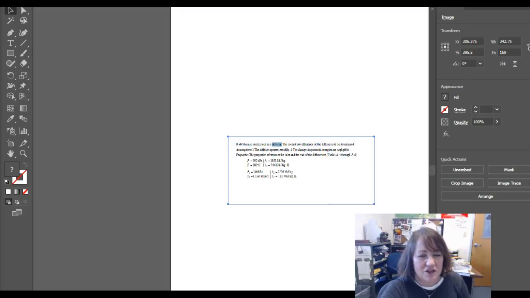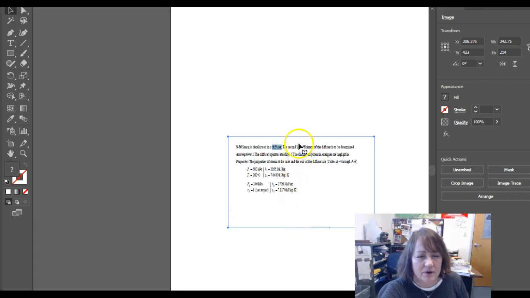Hi everybody. So we're going to do a quick problem, and the problem is an open system. It's a diffuser, and we're going to do an Exergy analysis. So basically the problem is, as stated on the screen, steam is decelerated in a diffuser. The second law efficiency of the diffuser is to be determined. So we're going to assume that the diffuser operates steadily, and that the change in potential energy is negligible.